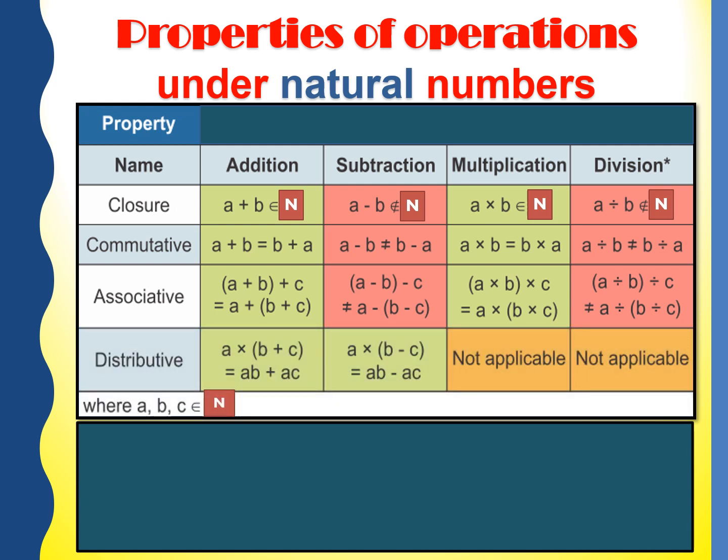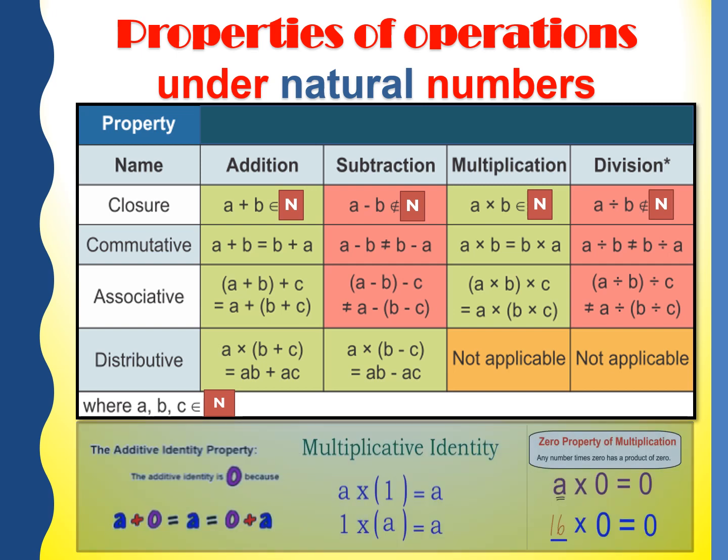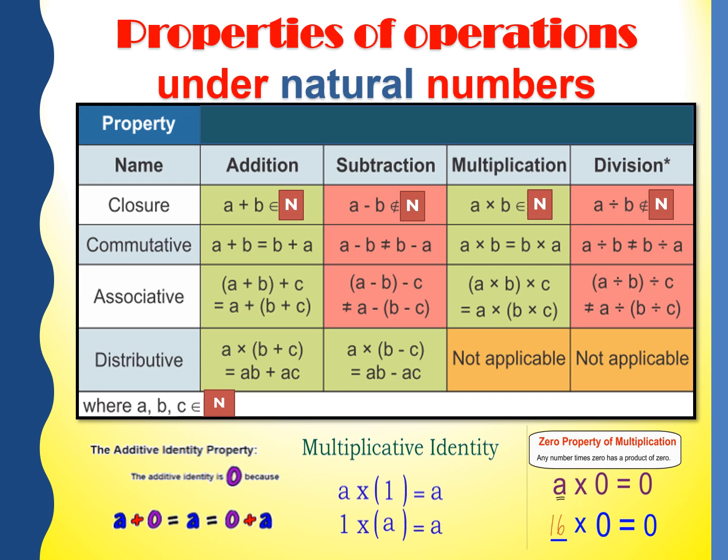Distributive. We can use the distributive property under addition and subtraction, but it is not acceptable under multiplication and division. And as we know, we are talking about natural numbers, so all the elements we see belong to natural numbers. The additive identity property or the neutral element of addition is 0, and as we know, the multiplicative identity or the neutral element of multiplication is 1.